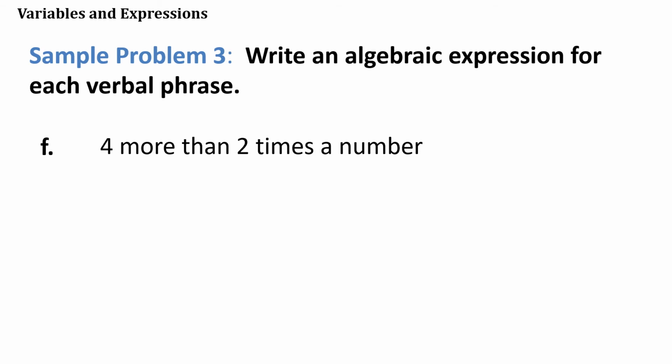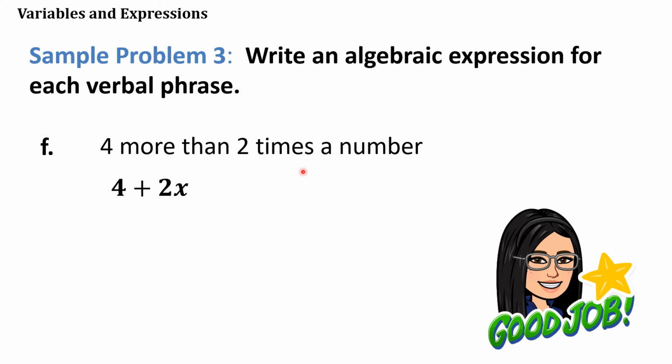Let's do this one. It says 4 more than 2 times a number. And I want you to think about what it says. Try to do it in your notebook and check out the answer in the next slide. And it's just 4 plus 2 times, and that is a multiplication, a number, and a number is just a variable. So if it looks something like this, then good job.